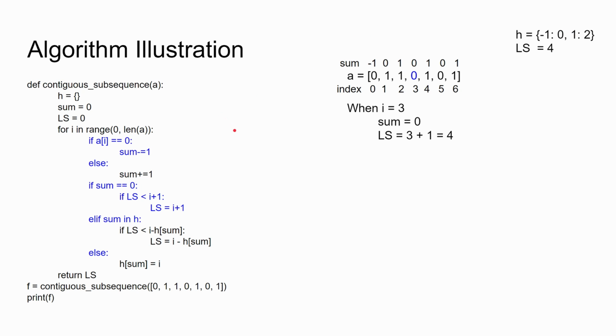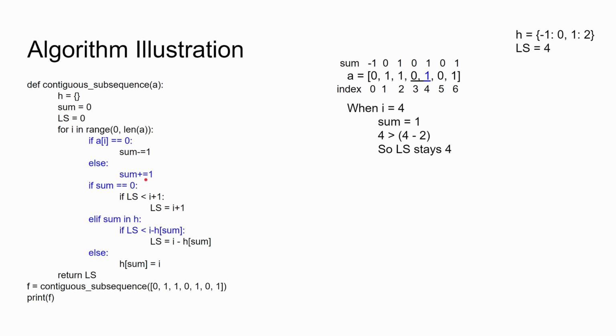When i is 3, A[i] is 0, so decrement sum by 1. Now that sum is 0 after doing that, it will go in that if statement. And because i being 3 plus 1 is 4, which is bigger than 2, it will change ls to be 4. When i is 4, A[i] is 1, and because it increments sum by 1, sum is not 0, so it will not go in that if statement.